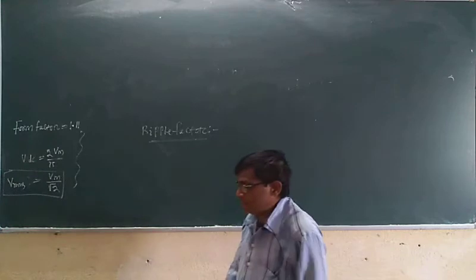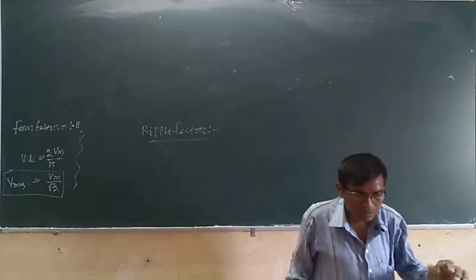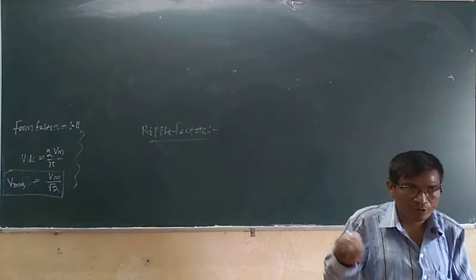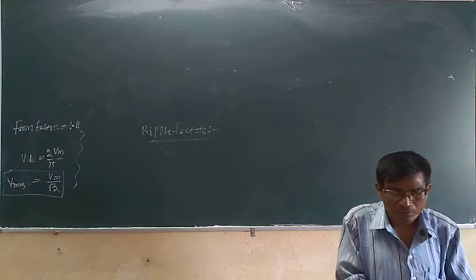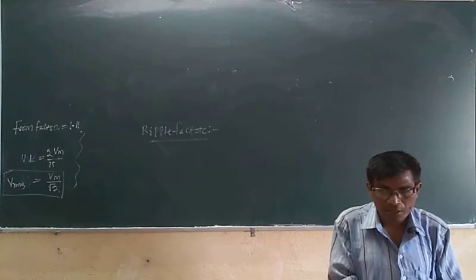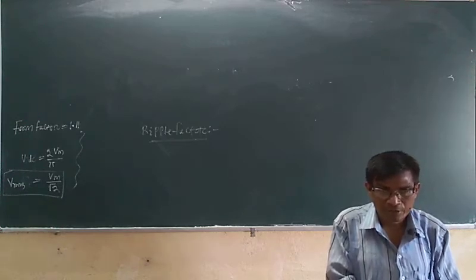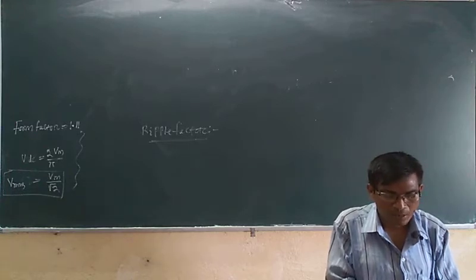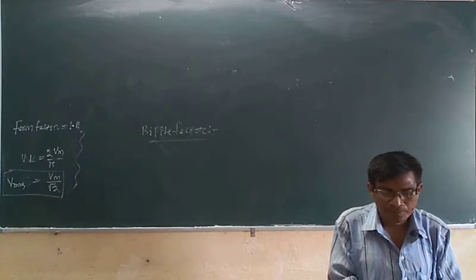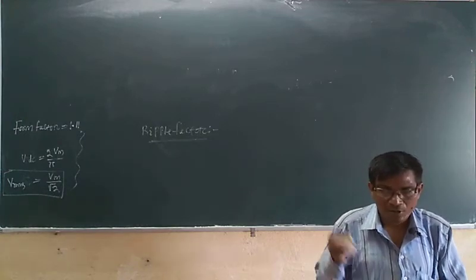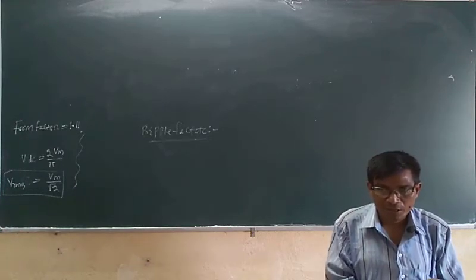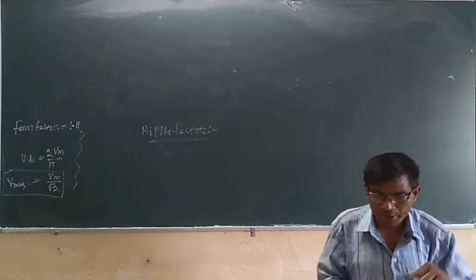So ripple factor means the output of a rectifier is not pure DC, it is pulsating DC. That means in the output of the rectifier, the DC component also contains an AC component. It is also known as pulsating DC.